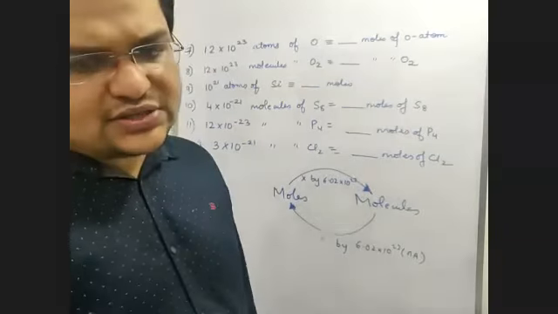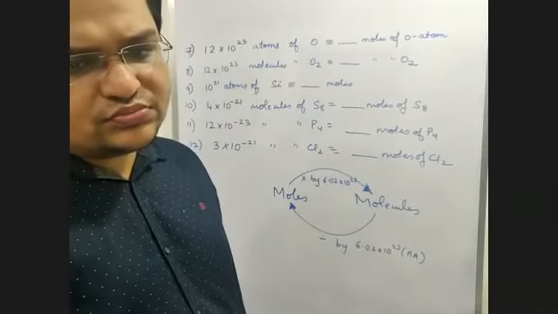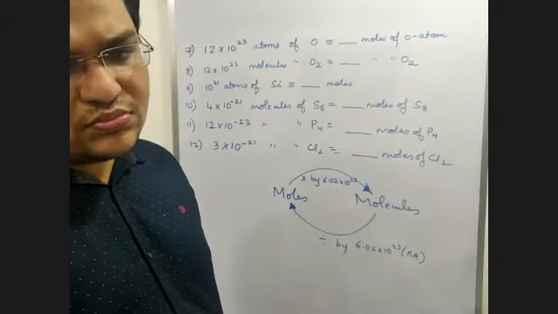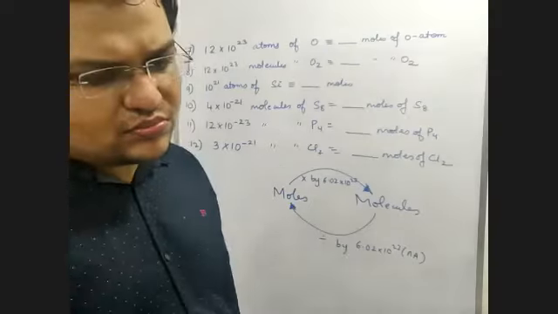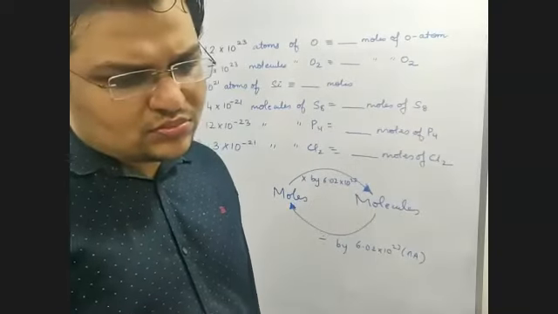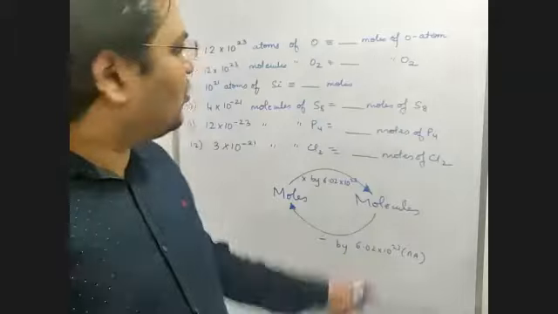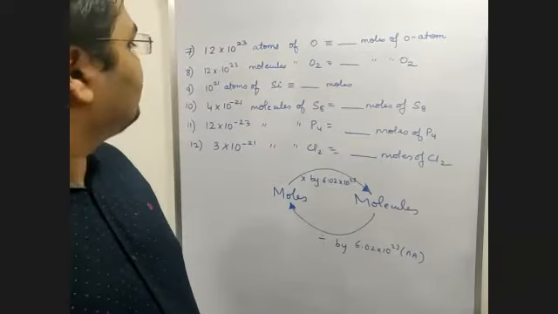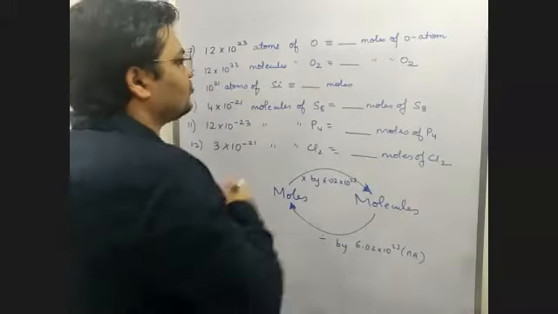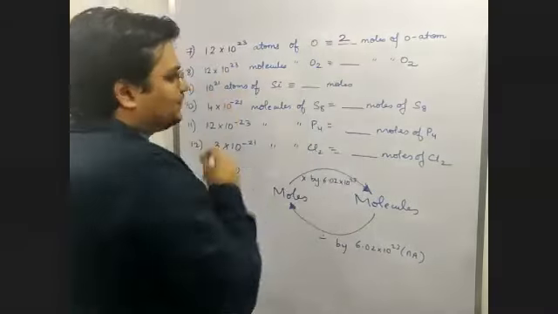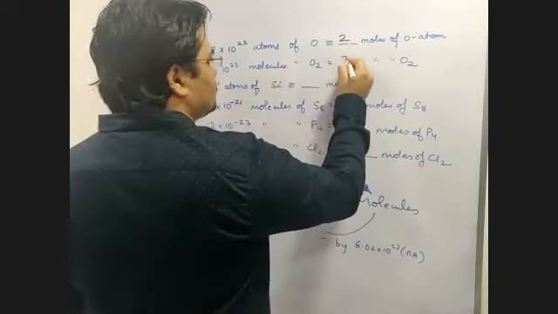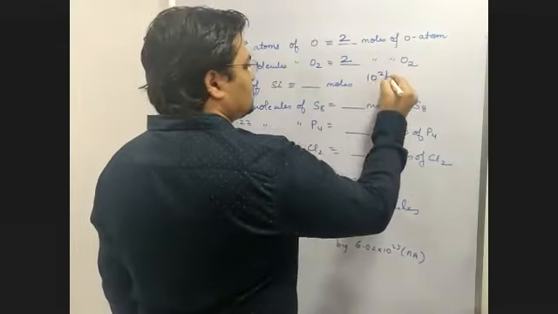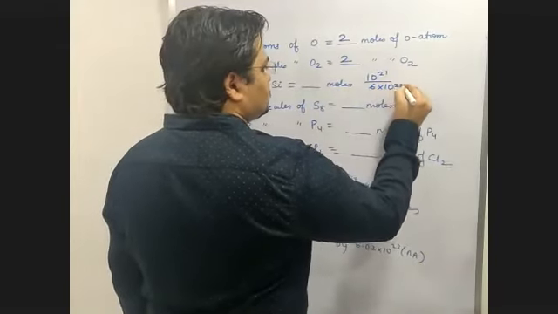Yes, Kinjal, can you go with the answers? From which question? All the questions. Seventh one is 2 moles of oxygen atom. Eighth one is 2 moles. Ninth one is 10 raised to 21 upon 6 into 10 raised to 23.